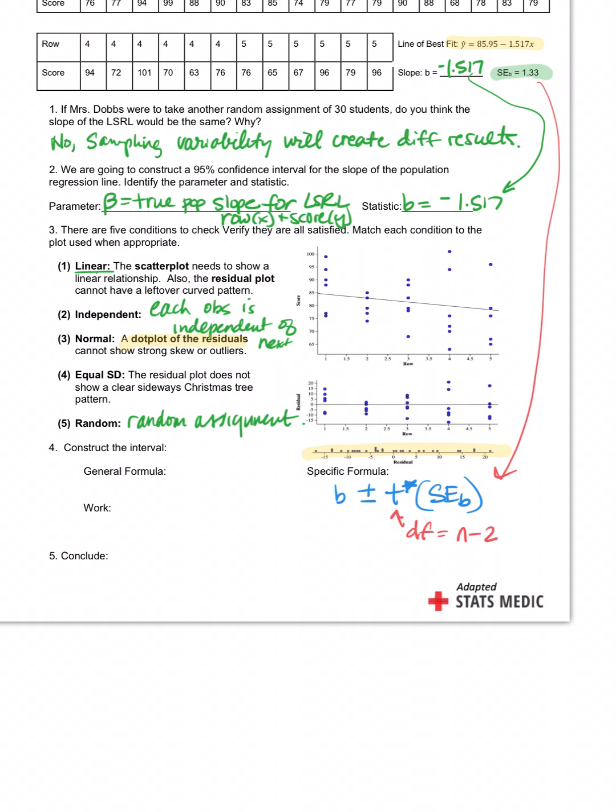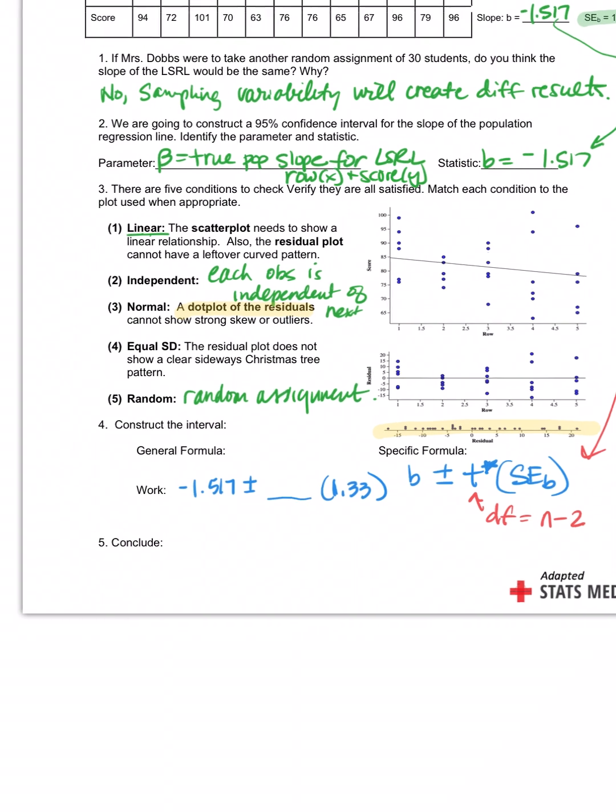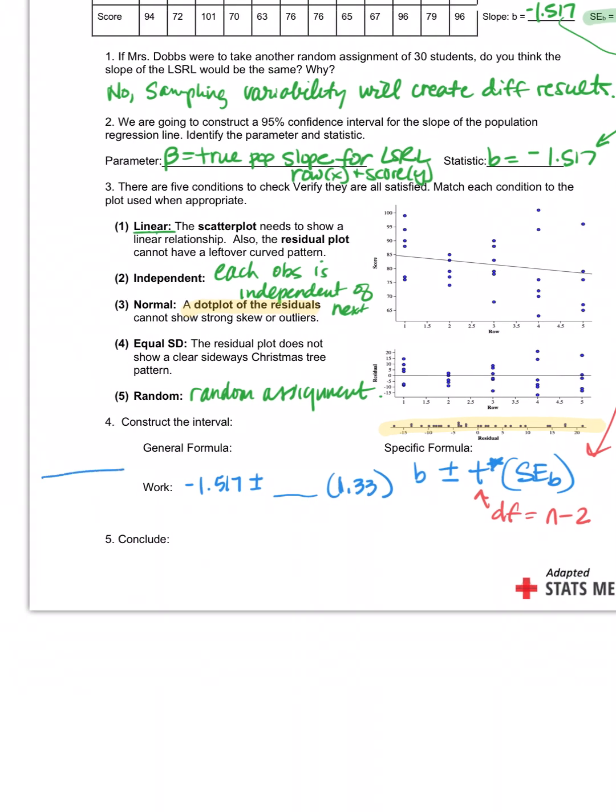Do we know the sample slope? Yeah, they gave that to us. -1.517 plus or minus. I'm going to leave a space for T star. And standard error, they gave that to us as well, 1.33. Now, little mini review. How do we find T star? Isn't it just, you did a TCDF of the confidence interval, so you had a 95%, it's TCDF. You can? Yep.